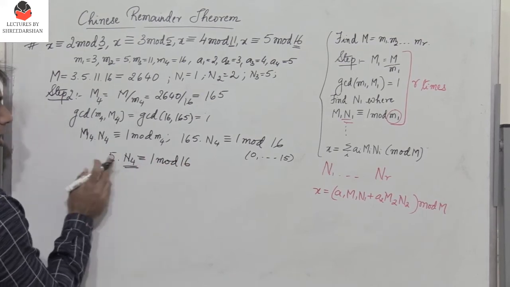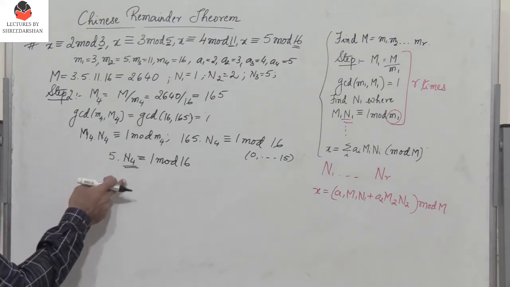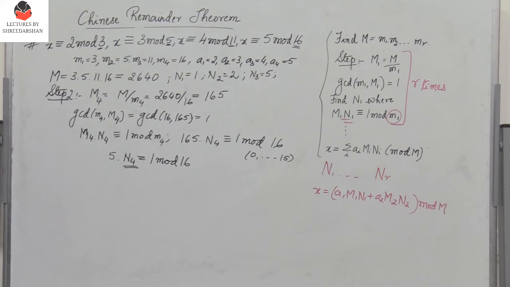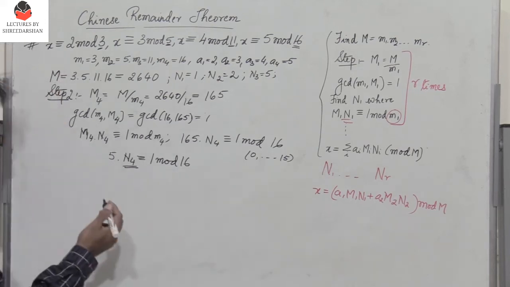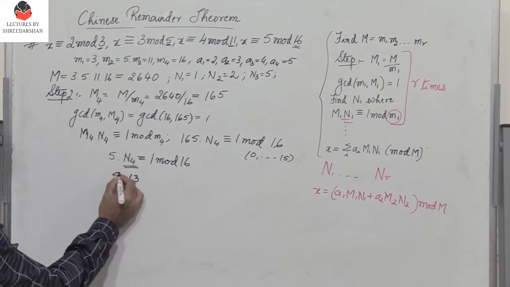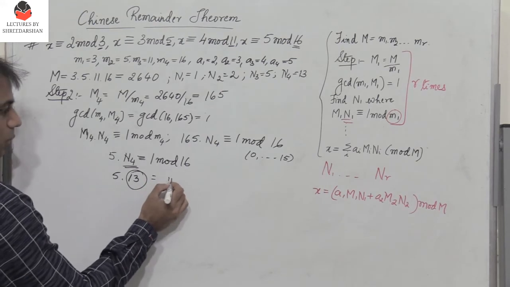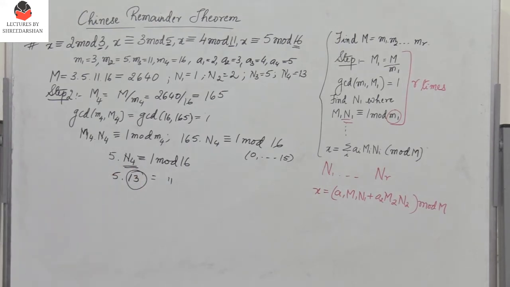So what is n4? n4 happens to be the inverse of 5. So 5 into a number in mod 16 should give me 1 as the remainder. Again we can do it by inspection or you can use the extended Euclidean algorithm. I will write the answer, so you can check by using the extended Euclidean algorithm or verify by inspection. So you have 5 into 13, right? 5 into 13 will give me 1 in mod 16. So therefore n4 is 13.